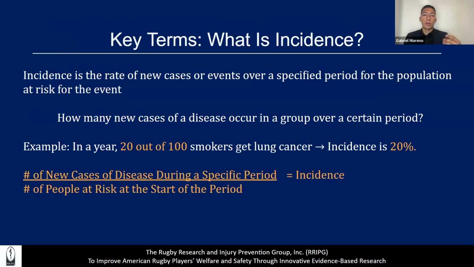So to start off, one of the important key terms to understand is incidence. So what is incidence? Incidence is the rate of new cases or events that happen over a specific period of time for a specific population that's at risk for this event. So in brief, just think how many new cases of a disease occur in a specific group over a certain time period. So in a year, imagine 20 out of 100 smokers get lung cancer. The incidence is going to be 20%. To calculate this, it's the number of new cases of that disease during that time period over the total people at risk at the start of the period. So 20 over 100, and you get the incidence of 20%.